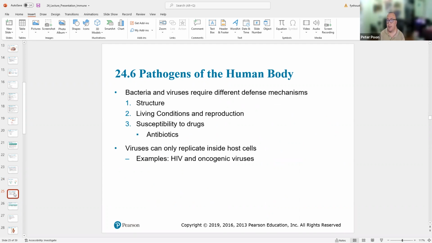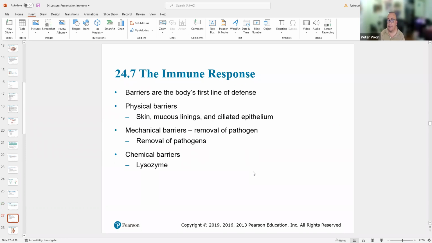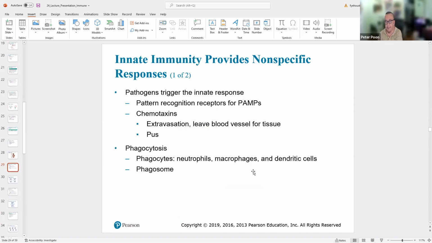Pathogens in the body, we'll basically skip. You should know the differences between bacteria and viruses. These three lines of defense you should already know. This slide, you should know, is innate immunity responses.